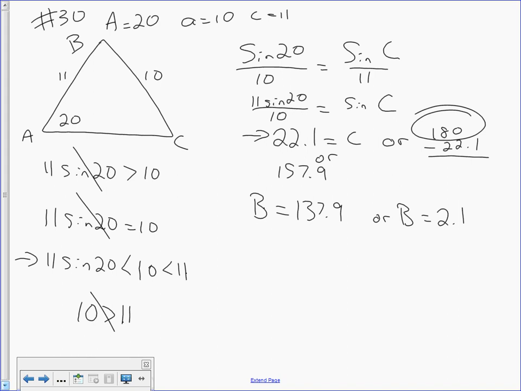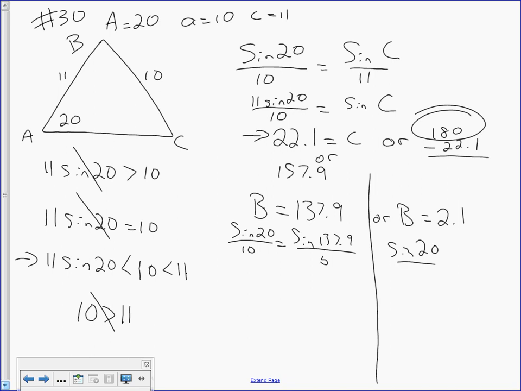You take the angle that you find, subtract it from 180, and then you're just going to do law of sines with B as 137.9 and B as 2.1 to find the 2 possible side lengths of side B. So you wind up with sine of 20 is to 10, as sine of 137.9 is to little b, or the sine of 20 is to 10, as the sine of 2.1 is to little b. That gives you the two possible side lengths. And I believe when you do that correctly, you get 19.6 or 1.07. That's how you do the two triangle problem.